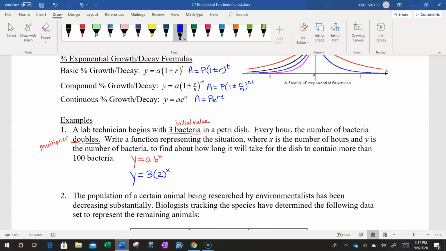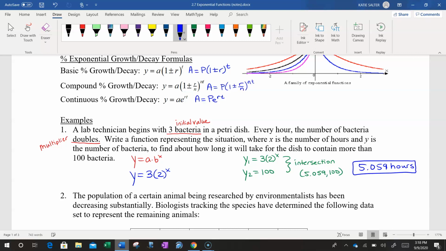If we want to figure out about how long it takes to contain more than 100 bacteria, we can put these in our calculators. In y1, we would put our function 3 times 2 to the x. In y2, we would put in 100, and you would find the intersection. You need to manipulate your window, and at this point, folks, you should be able to do that without my help. And we find that the intersection is at 5.059. So we would say that it takes about 5.059 hours for it to reach more than 100 bacteria.